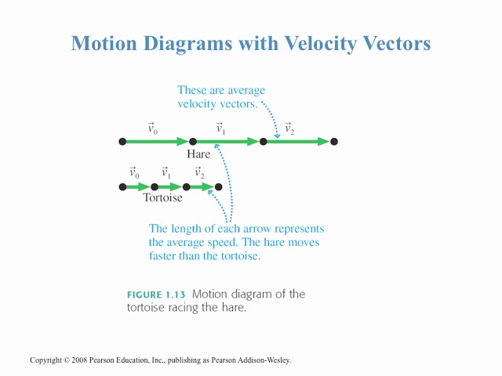Recall the race between the tortoise and the hare. We see the longer velocity vectors are representing that the hare is going faster than the tortoise. The longer velocity vectors are consistently the same length, showing us the hare is in uniform motion, a faster uniform motion than the tortoise.